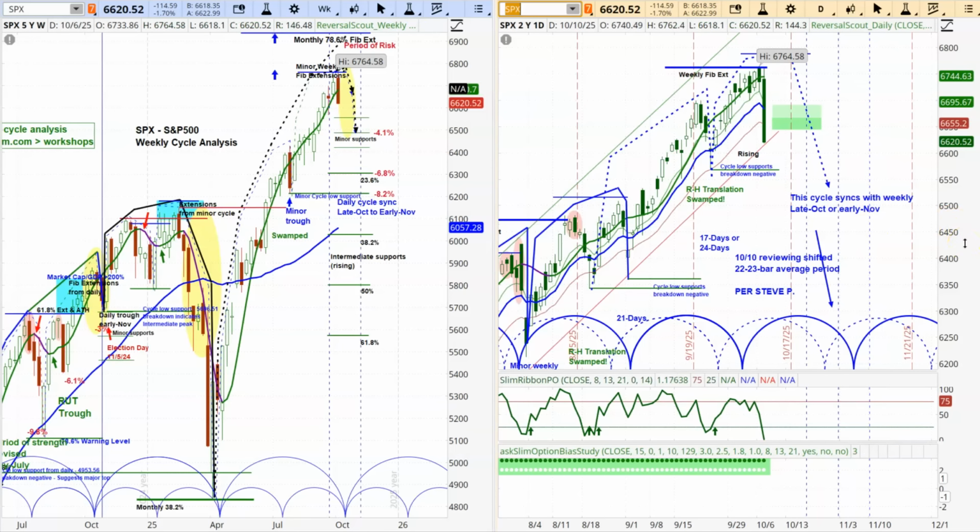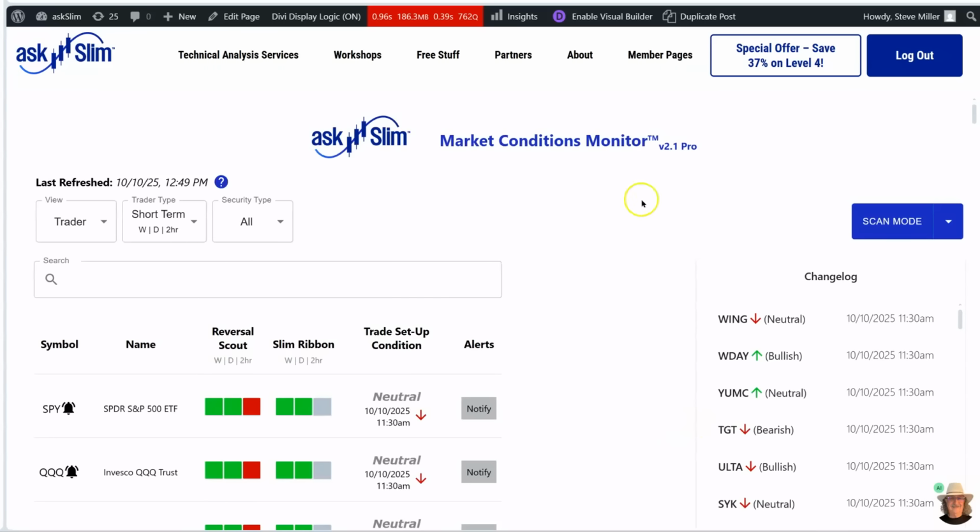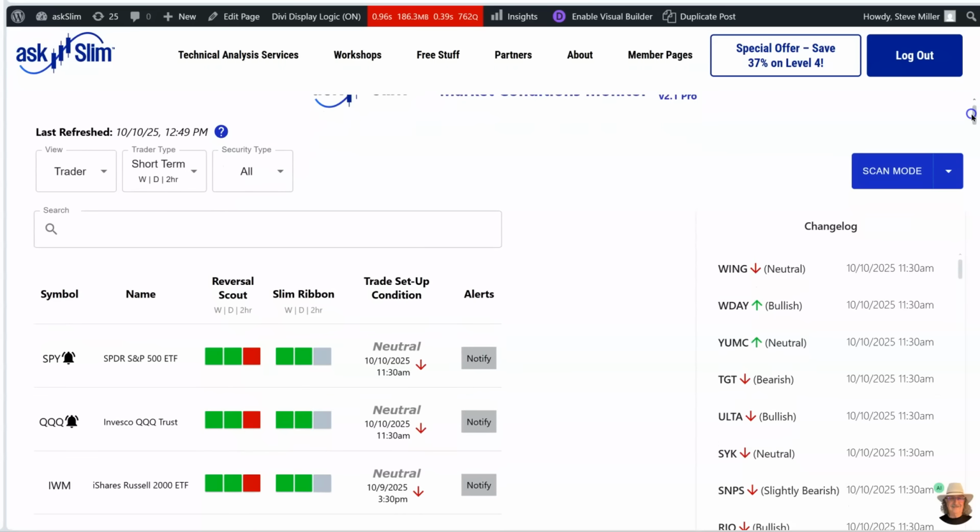I'm going to guess 6, 7, 8% on the downside for what is a fairly modest correction over these coming weeks. Let's take a look here as we look at the market condition monitor. So this is our proprietary algorithms that are built into this. It is fantastic. This is available for level 3 and 4. The difference is level 3 doesn't get the intraday that you see right over there. Level 4 does get all of that.